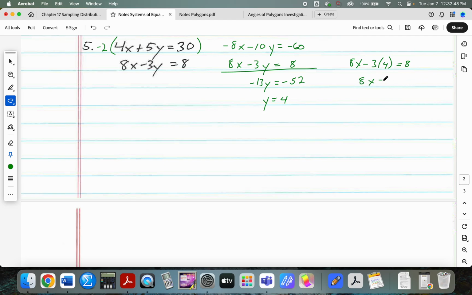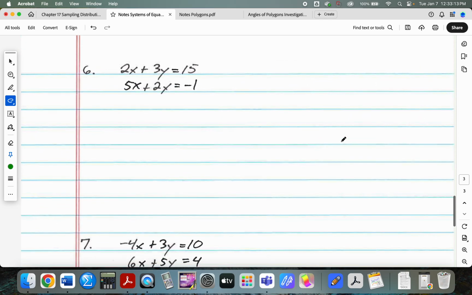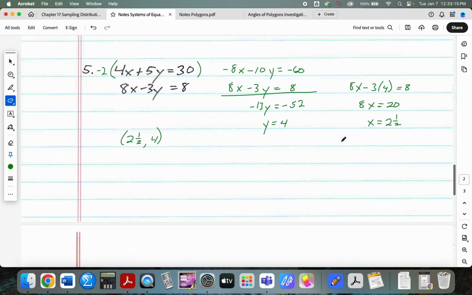So it's going to be 8x is equal to 20. So x is what, 2.5? So my answer, be sure to write your answer as an ordered pair, is 2.5, 4. Any questions about that?